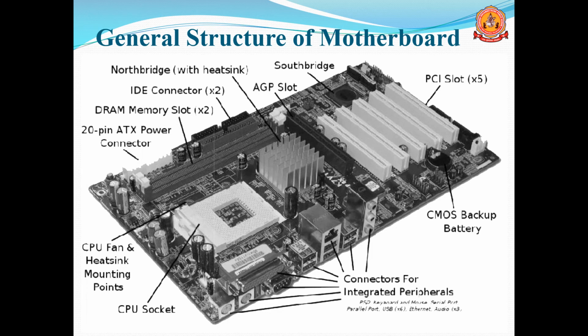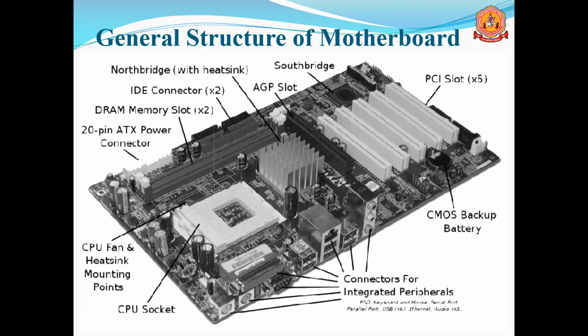Next, you can see the general structure of the motherboard given here. Mainly two bridges are available, two chipsets: one is north bridge and one more is south bridge. You can see here the north bridge with the heat sink, and in the corner one more, the south bridge. North bridge and south bridge, two components.